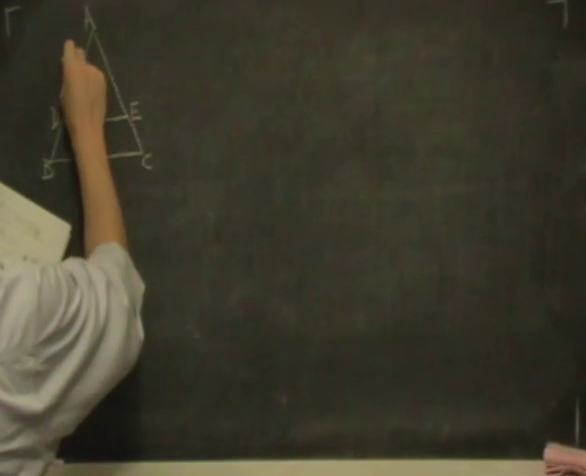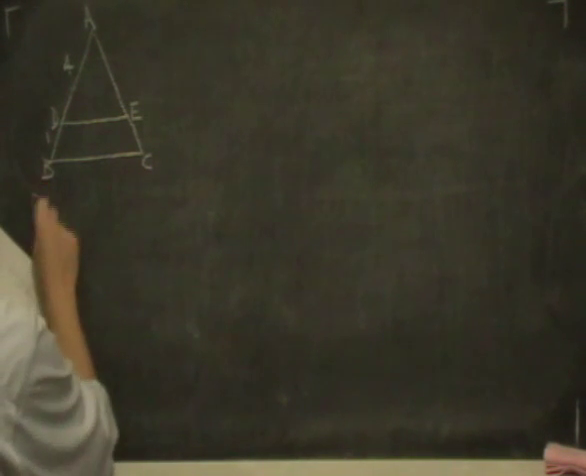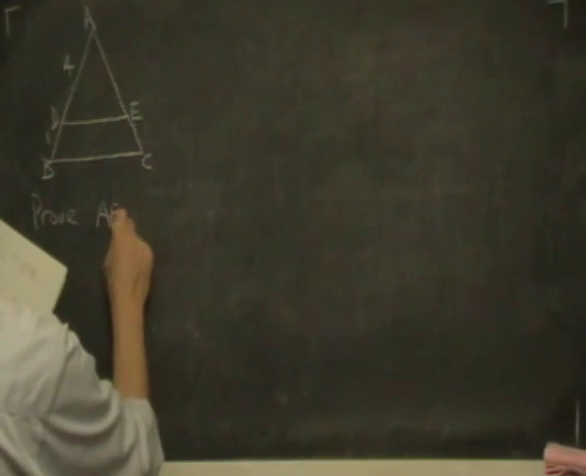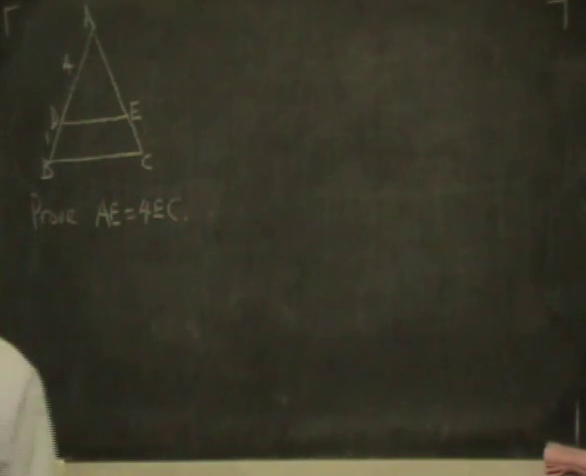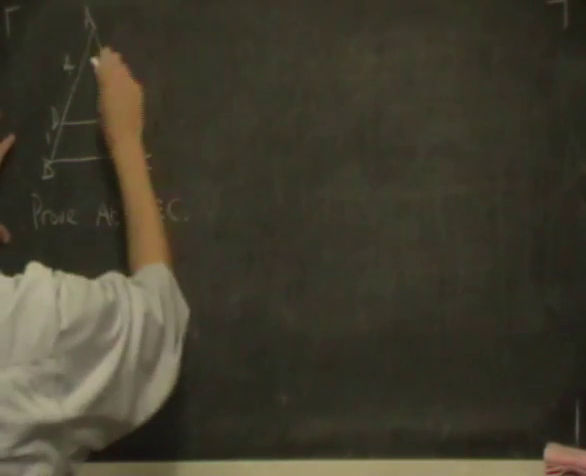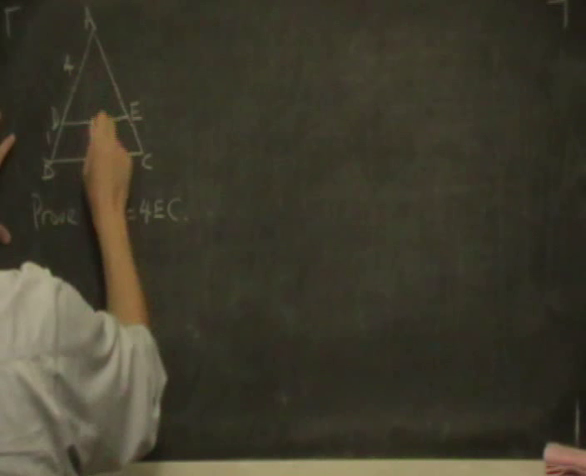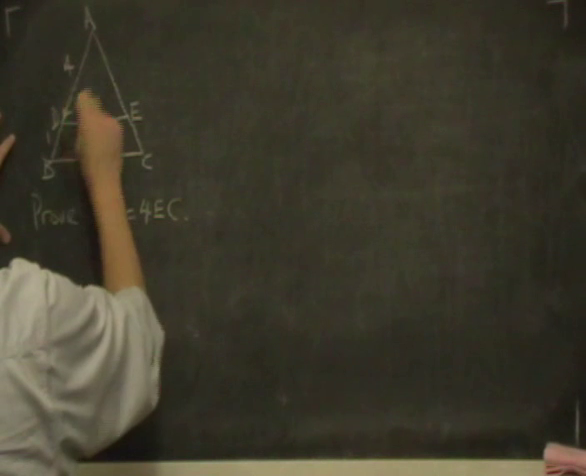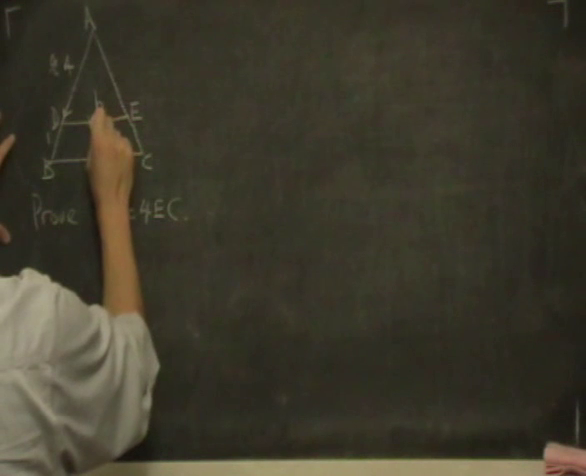Okay, we are given that the ratio of these two sides is 4:1, and we must prove that AE is equal to 4 EC. So the way to do that, as I've done, is to let this vector, first of all those two are parallel. So I'll let this vector be letter A and that vector there be letter B.